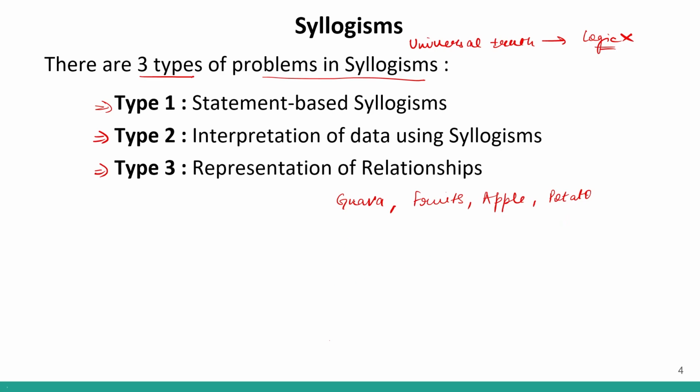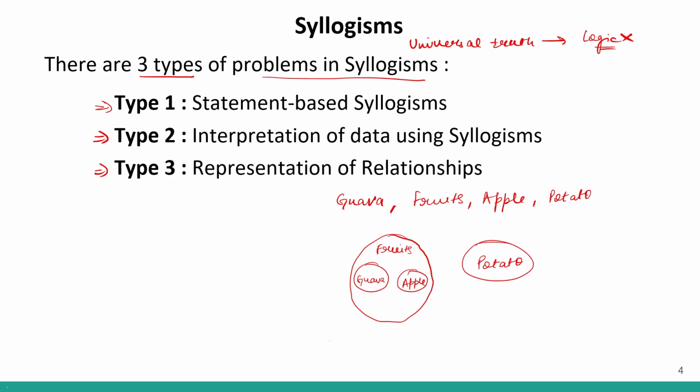So I know fruits is a bigger term, correct? So this will be my fruits. Now under these fruits, one type of fruit is guava and the other type of fruit is apple, correct? And potato is altogether a different entity. Potato is a vegetable, so it cannot come in fruits. So based on this diagram, I can represent the relationship between guava, fruits, apple and potato. Correct? So this is another type of question that you can get in your competitive exams.